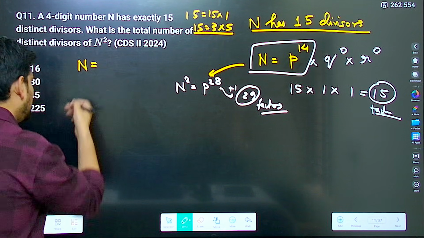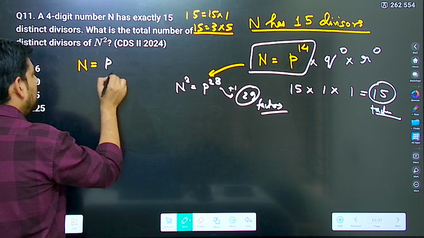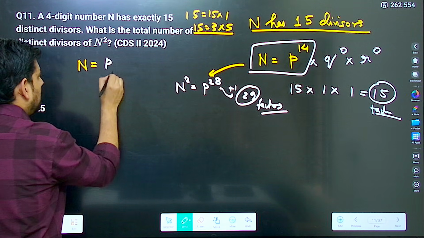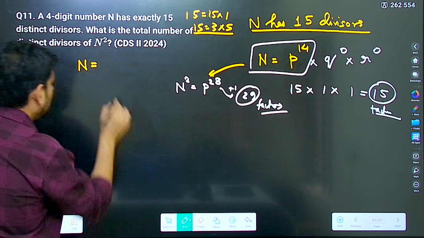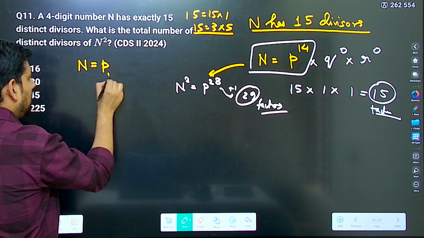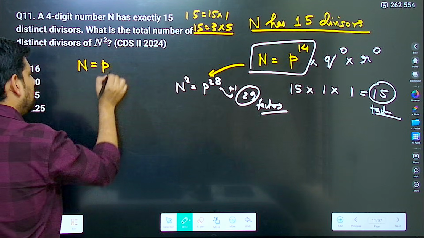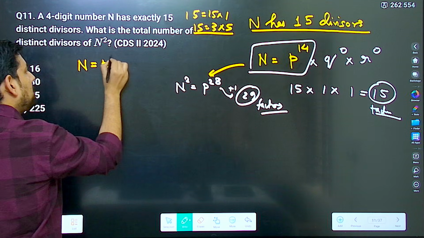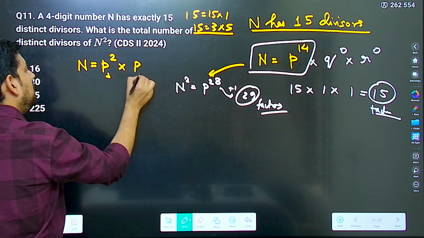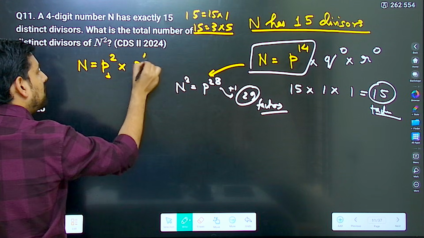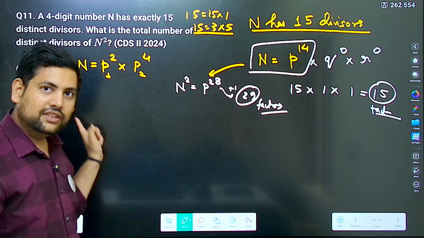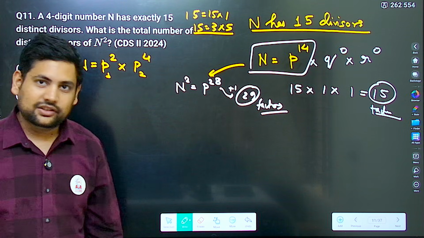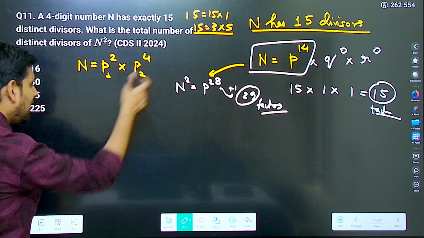Correct. So maybe it looks like P1, and the power here is, I need to get 3 here. So power here must be 2, then P2. I need to get 5 here, so power must be 4. Then it will become 2 plus 1, 3, 4 plus 1, 5, 3 into 5, 15. Very nice. Good to go. So n can look like this also.